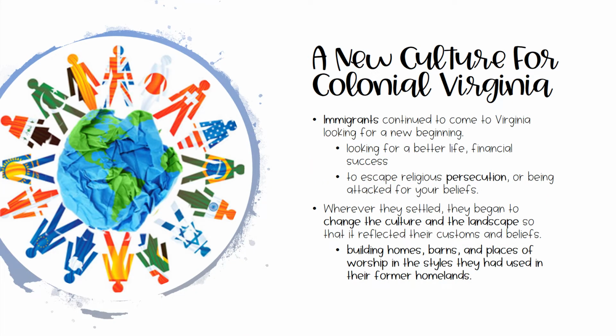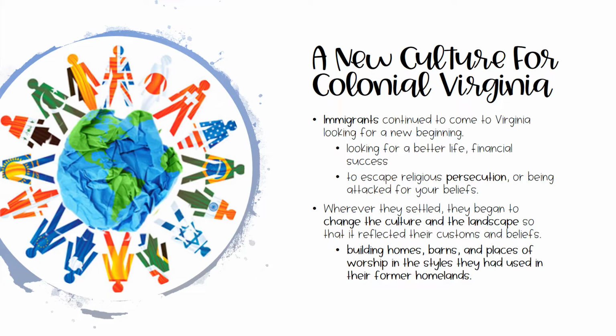As immigrants settled in new areas, Virginia kept changing. They were coming from different places and perspectives, but they were all looking for a fresh start. Most were looking for financial success or trying to escape religious persecution, or a combination of both. Wherever they settled, they began to change the culture and the landscape so that it reflected their own customs and beliefs. Examples can be seen in the homes, barns, and places of worship that they built.